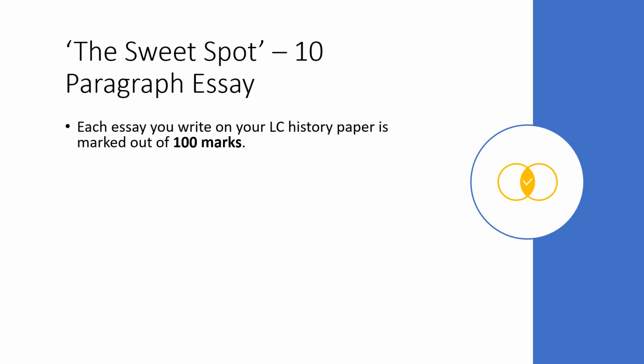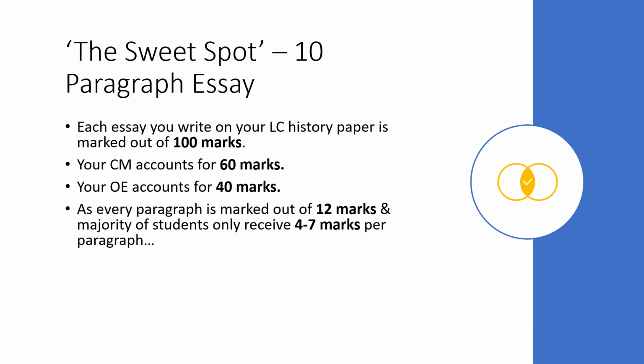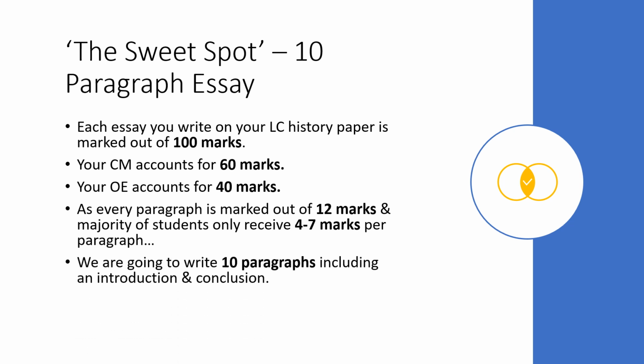So every single essay that you write on your Leaving Cert History paper is marked out of 100 marks. Your CM, cumulative mark, accounts for 60 marks. Your OE, your overall evaluation, accounts for 40 marks. As every paragraph is marked out of 12 cumulative marks, and the majority of students only receive 4 to 7 marks per paragraph, we're going to write 10 paragraphs, including an introduction and a conclusion. That means our cumulative mark is marked out of 60.